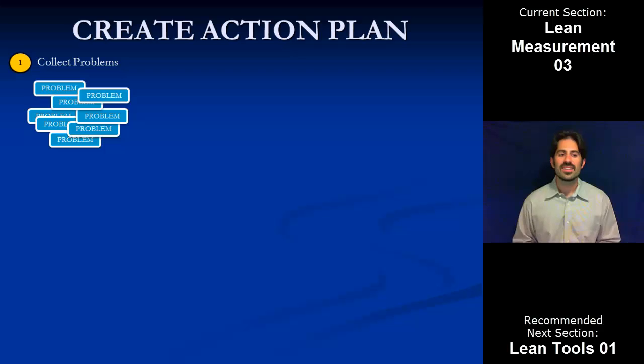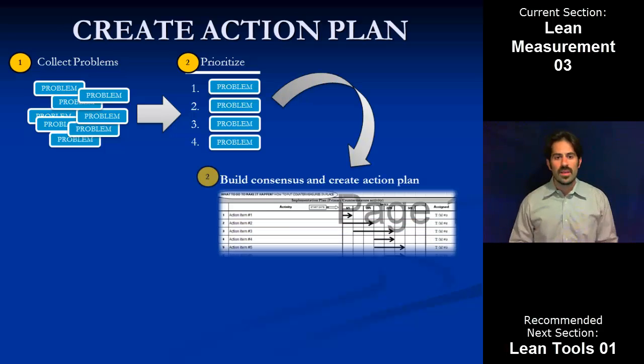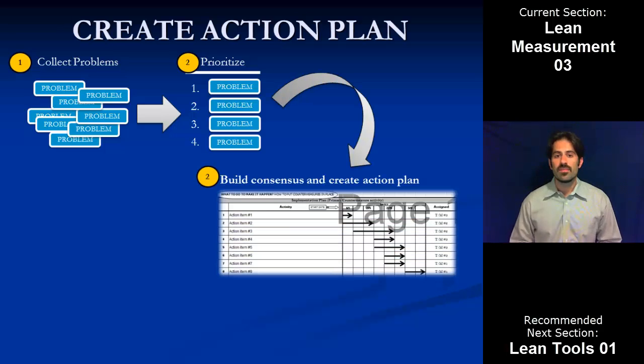And to do that, we create an action plan. So we collect all of the problems that we find. We want to prioritize them. What are the most important, top to bottom? Then let's create an action plan. We'll get our team together. We'll figure out who's going to be working on what.